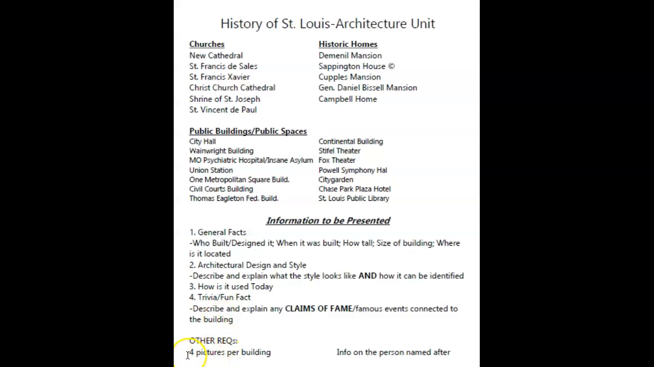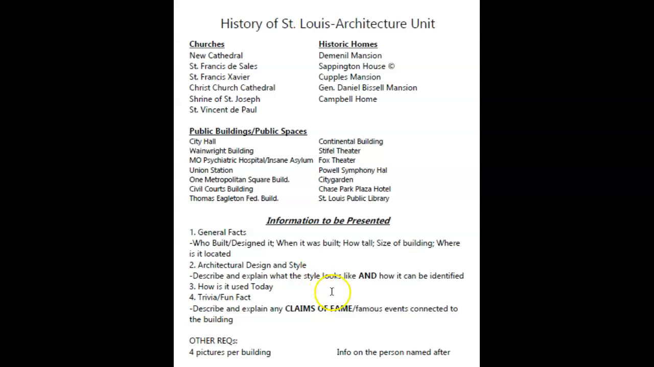Your presentation has to have at least 4 pictures overall. And if your building is named after a person, so for instance the Demonil Mansion, Sappington House, Couples Mansion, General Daniel Bissell, or Campbell Home, I want to know one screen about that person. So for instance down here, Powell Symphony Hall, who is Powell? Thomas Eagleton Federal Building, who is Thomas Eagleton?